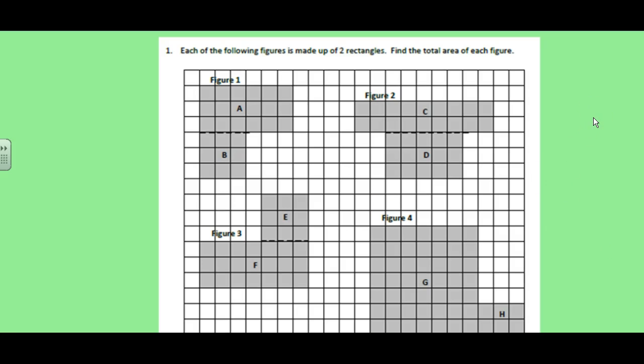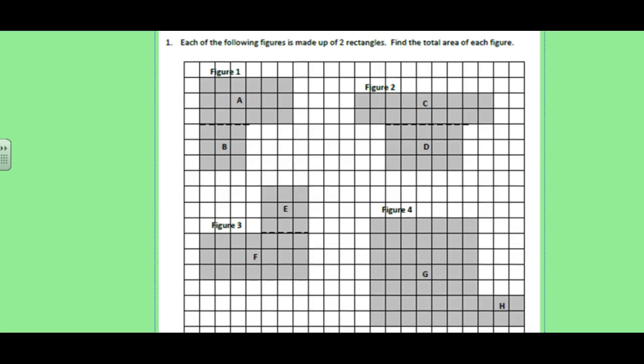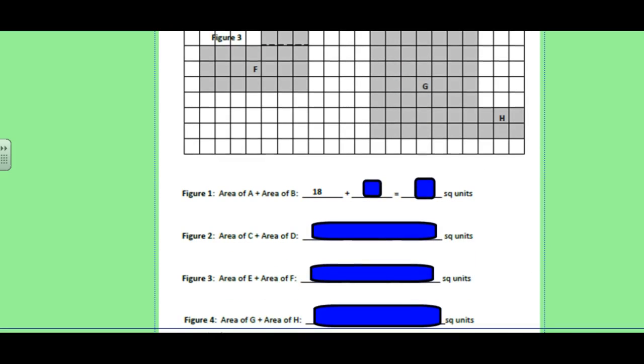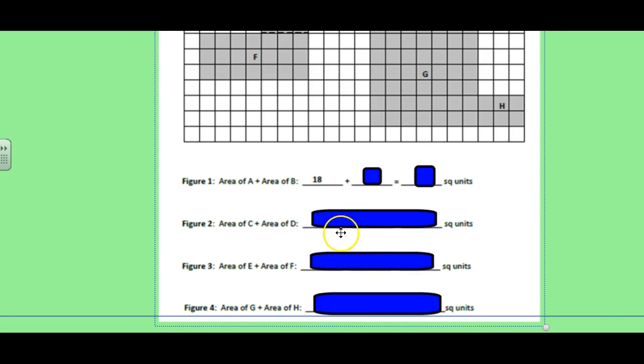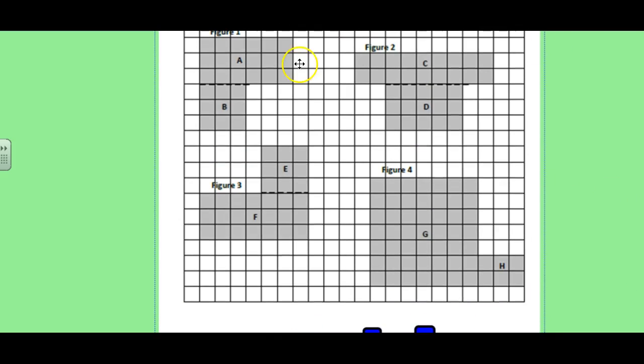Okay, so for number 1, it says each of the following figures is made up of 2 rectangles. So you're going to have to find the total area of each figure. For these, you can go ahead and do it the way they have it, where they've got the lines drawn here, or you can box in the entire shape and find the area of the entire shape and then take out the white part like we practiced in the concept development. I'm going to let you choose what works best for you. But down at the bottom, you will have to work out the problem for A and B and C and D and E and F and G and H.